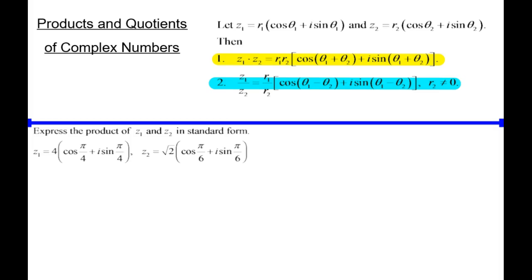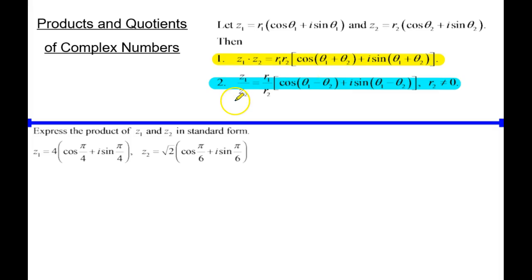Next, we're going to talk about how to multiply and divide complex numbers. So let z sub 1 be equal to r sub 1 times the quantity cosine of theta sub 1 plus i times the sine of theta sub 1, and z sub 2 is equal to r sub 2 times the quantity cosine of theta sub 2 plus i times the sine of theta sub 2. The first equation tells us how to multiply two complex numbers. So we are multiplying the modulus of each of those complex numbers, and then we're going to add the arguments for each of the complex numbers. So we're multiplying the r values, the modulus, and then we're going to add the arguments, the theta values.